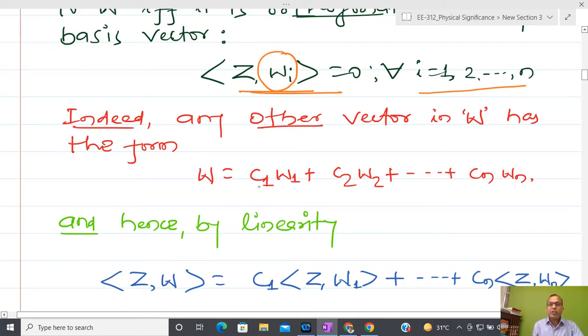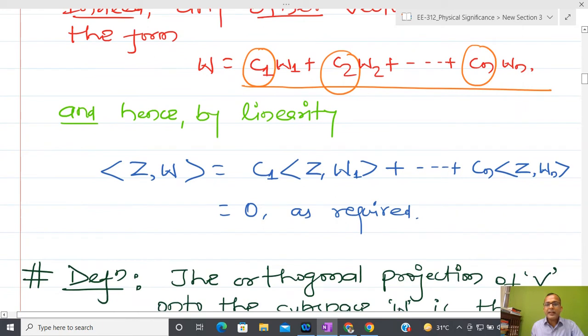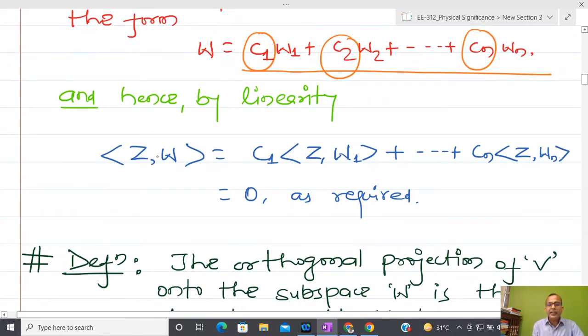Okay, and the same kind of thing I have written here. Indeed, any other vector in W can be represented like this, where C1, C2 are the coordinates. In the previous class we have already seen that whenever I fix the basis, the basis is not unique, but once you fix it, the coordinate system is unique. We know how to find these C1, C2 and Cn. Either you can go via an orthogonal basis or orthonormal basis, you are able to find C1, C2, Cn very easily. Okay, and now I am going to apply linearity. By applying linearity, since each and every basis vector is perpendicular, I can say that Z and W are perpendicular, and due to that reason this requirement comes into the picture.